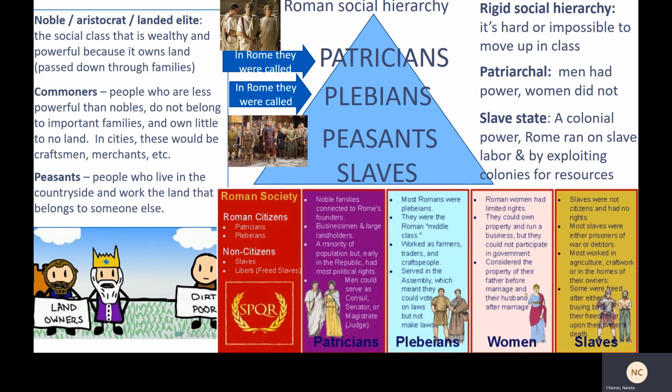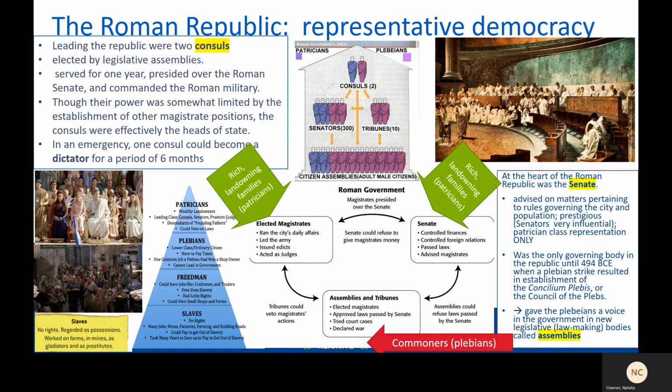Rome's government, like most governments, mirrored its social hierarchy and power structures. It was complicated too, so I will try to talk you through it. The most important thing about the Roman Republic was that power was separated between different branches of government, and different social classes had different levels of representation in that government.